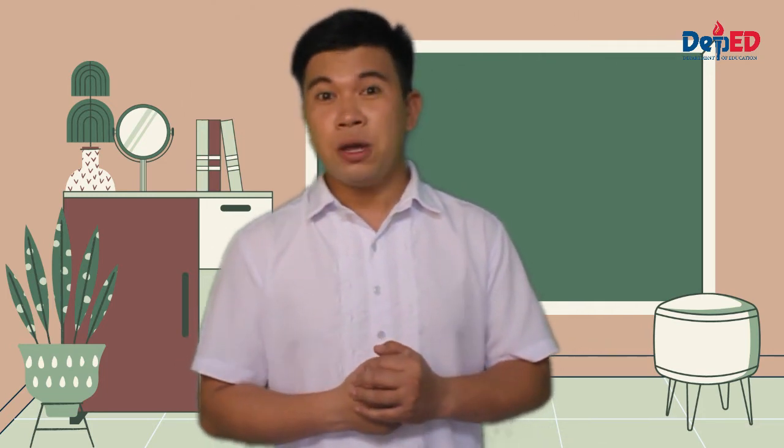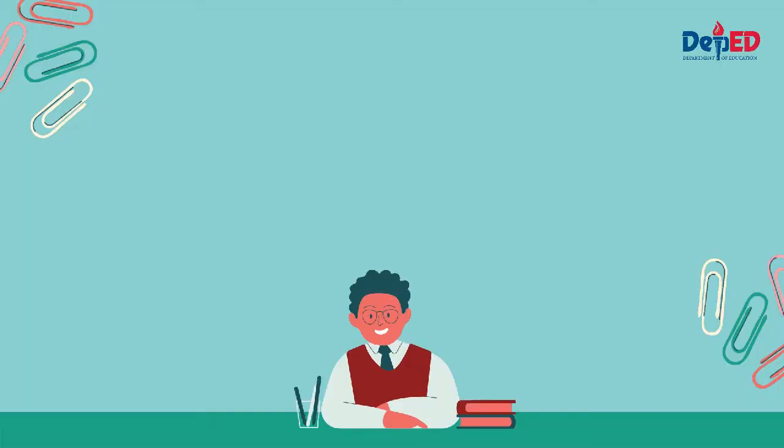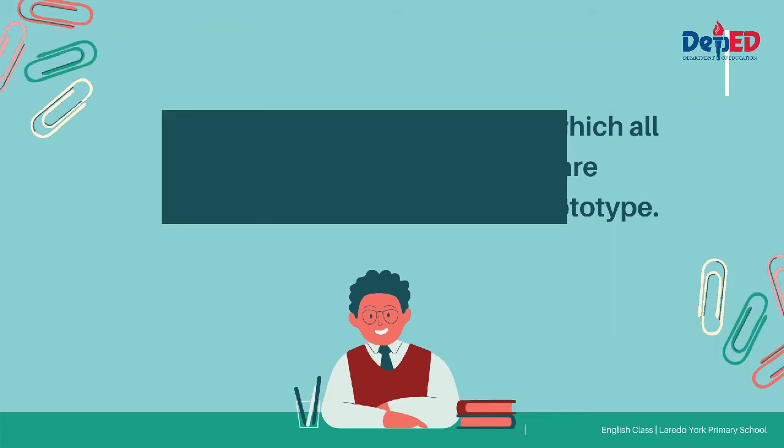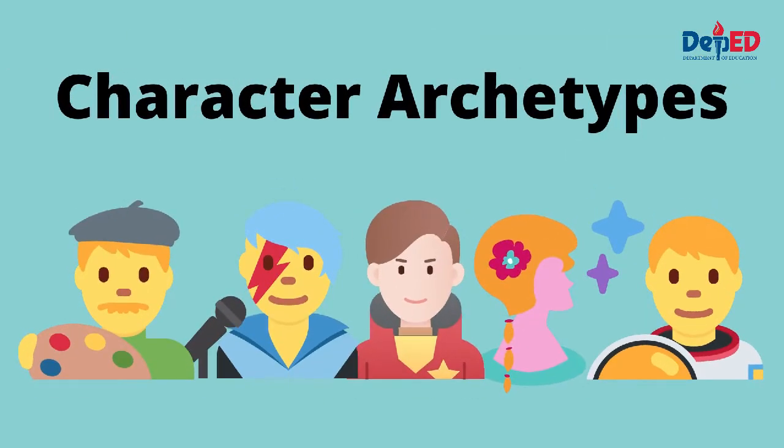Getting better? Good! Now let's go to the core of our lesson for today. We will be discussing character archetypes. Now, what is character archetypes? Character archetype is the original pattern or model of which all things of the same type are representations or copies. We also call it prototype. This is according to Merriam-Webster. It occurs in literary plotlines, settings, and symbols as they represent shared patterns of human experience.